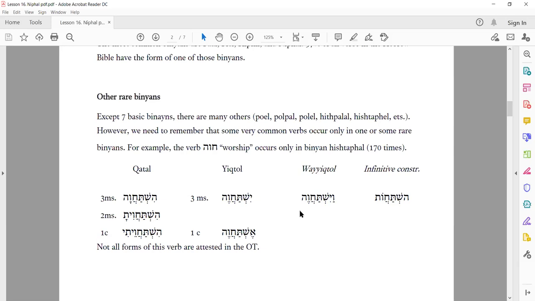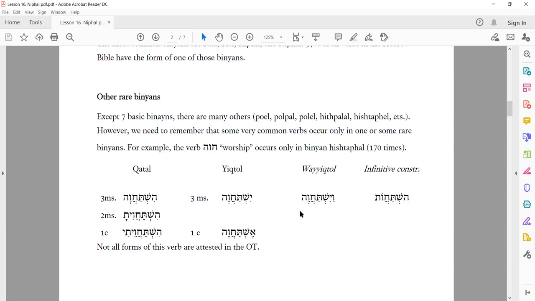For example, in Aramaic, we have not seven binyans or stems, but nine different stems. In Hebrew only seven, but in Aramaic nine. And in other languages, the number of binyanim is different. So some of them are derived from different languages. And we will not pay attention to them except one word.